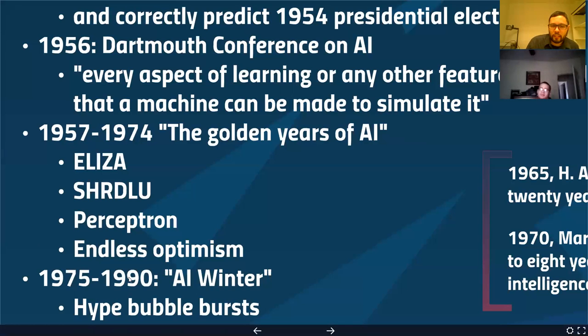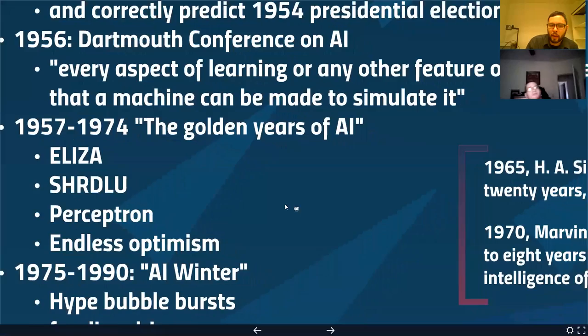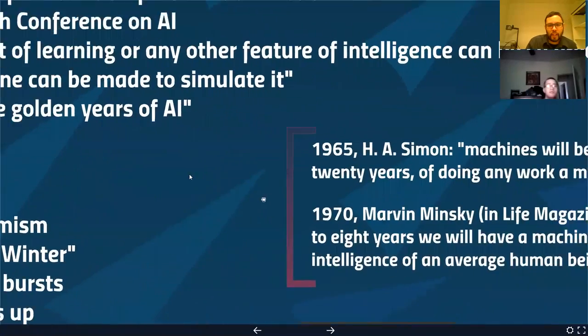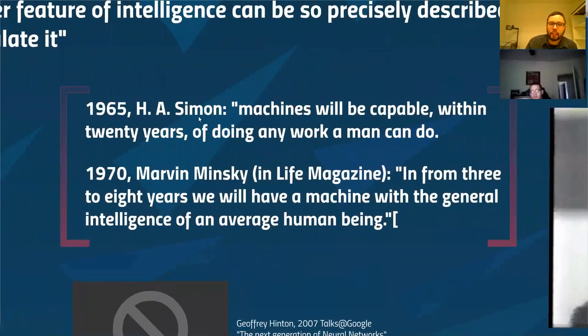These early successes of AI spawned endless optimism and huge amounts of hype. And so you see lots of the big names at the time. This is Herbert Simon, 1965, who says, a machine will be capable within the next 20 years of doing any work a man can do. 20 years after 1965 is 1985. Obviously, that's not the case. Here we are, 2016, and we still haven't gotten that yet. So Simon's way off, more than double off of his prediction, three times off his prediction.